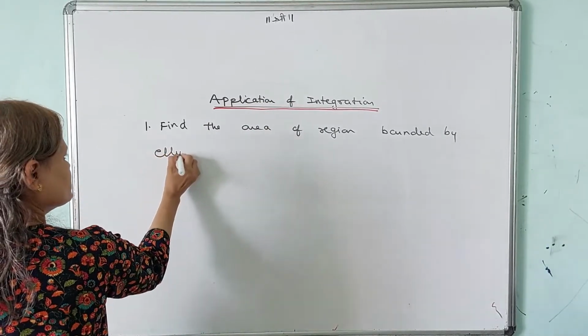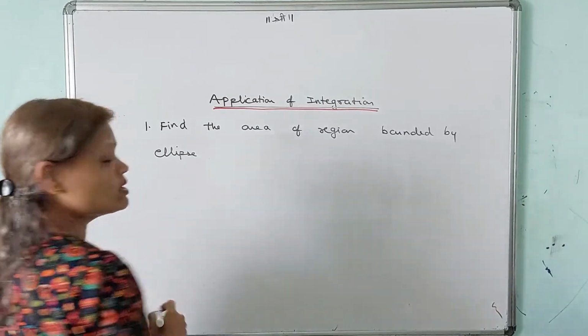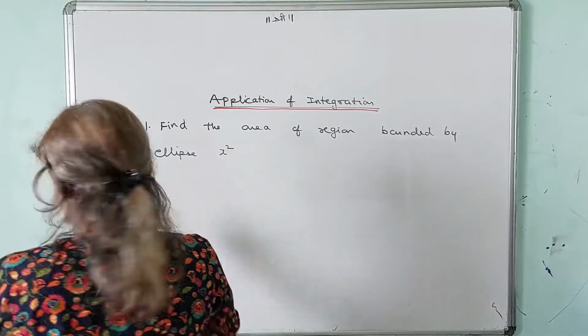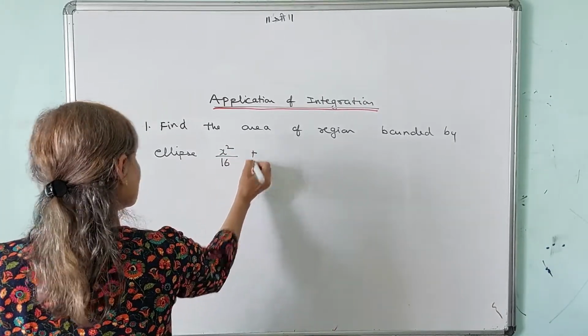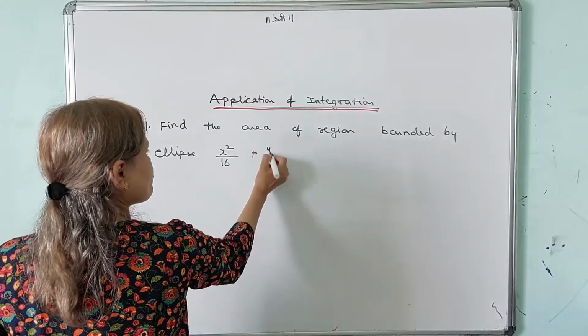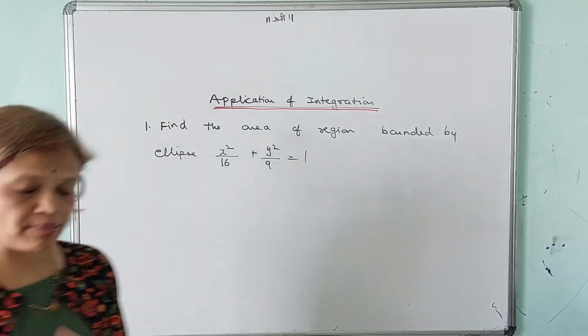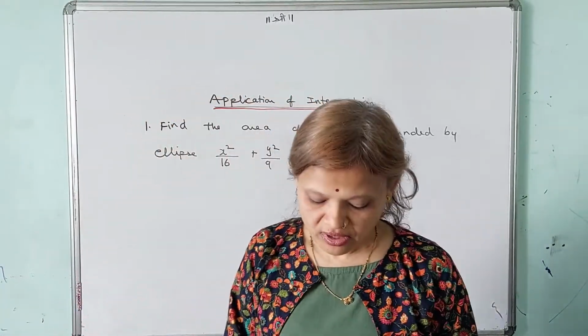ellipse. So as you know, ellipse has a standard equation x square by a square plus y square by b square equal to 1. So we have to find the area bounded by that ellipse. So given ellipse is x square by 16 plus y square by 9 equals to 1. Now in application of integration in such questions, what are the important parts?